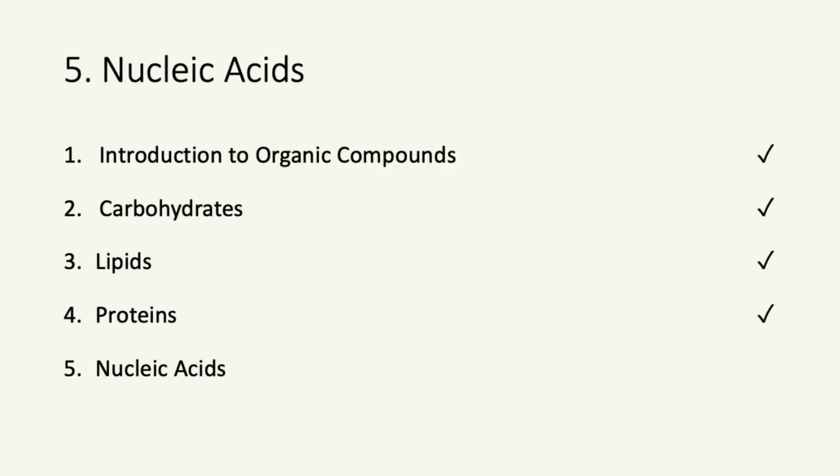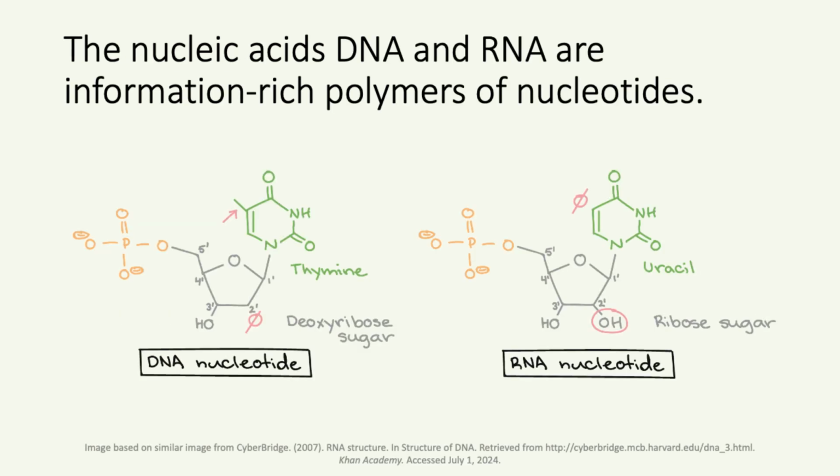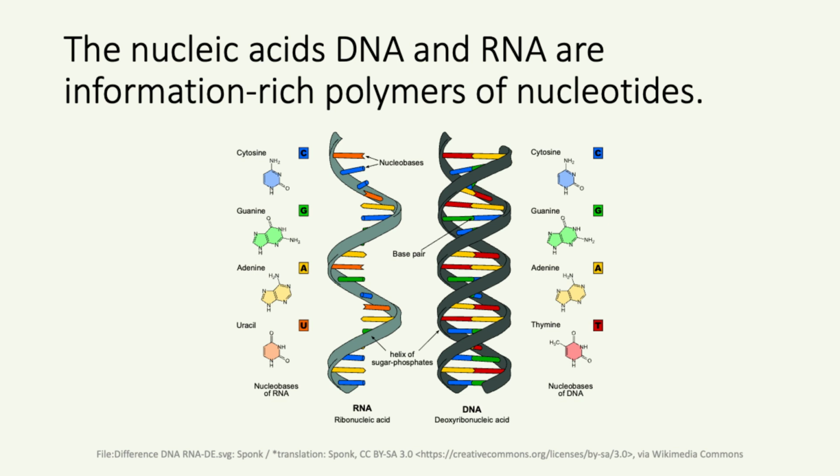Last but not least, nucleic acids. The nucleic acids DNA and RNA are information-rich polymers of nucleotides. Nucleotides are composed of a sugar, a phosphate group, and a nitrogenous base. DNA is a double helix, while RNA is a single polynucleotide chain. DNA and RNA serve as the blueprints for proteins, and thus control the life of a cell. DNA is the molecule of inheritance.